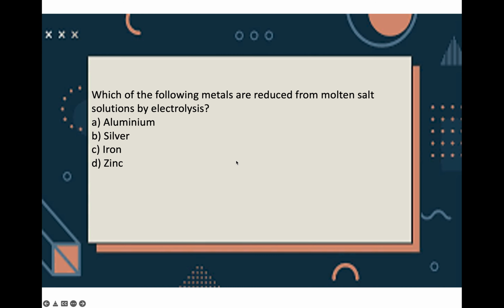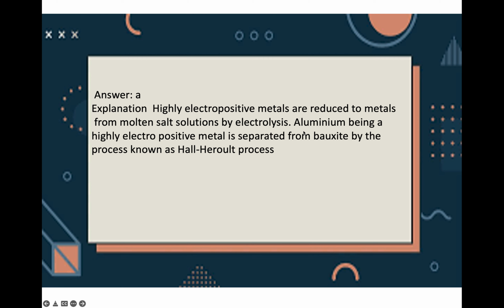Okay, now next, which of the following metals are reduced from molten salt solutions by electrolysis? Is it aluminum, silver, iron or zinc? Option A, aluminum is the correct one. Highly electropositive metals are reduced from their oxides to metals from molten salt solutions by electrolysis. So aluminum is a highly electropositive metal. It's separated from bauxite by the process known as the Hall-Heroult process. Already we have learned this.